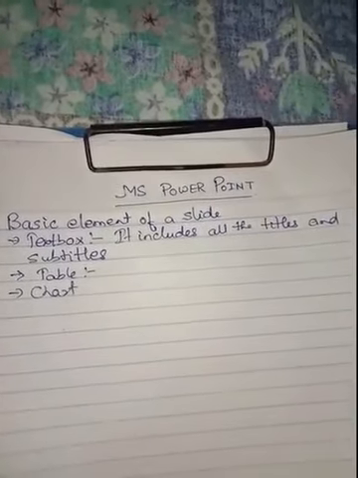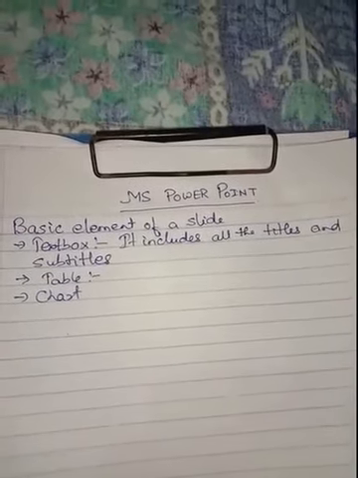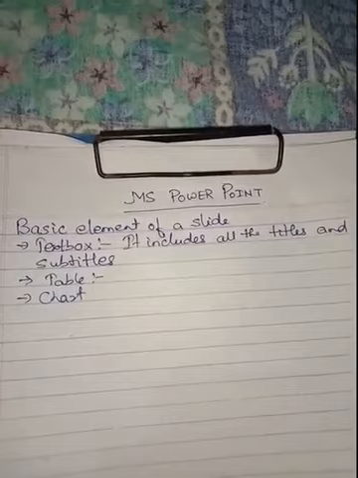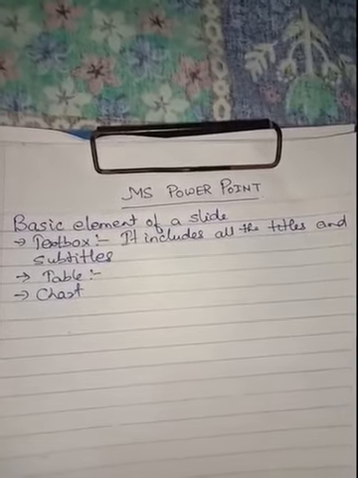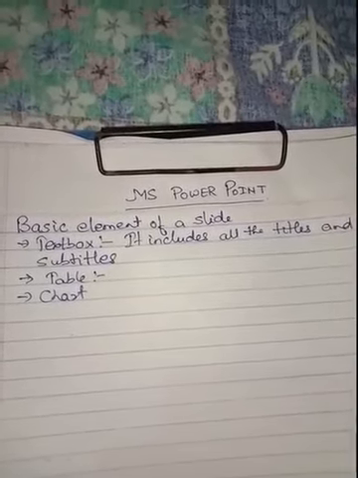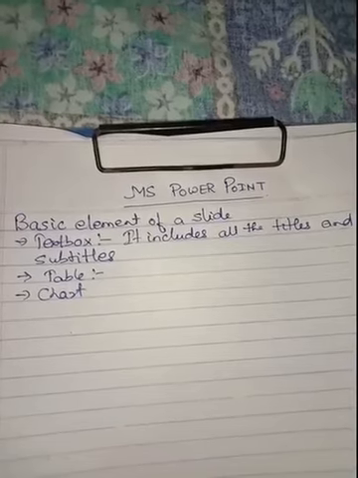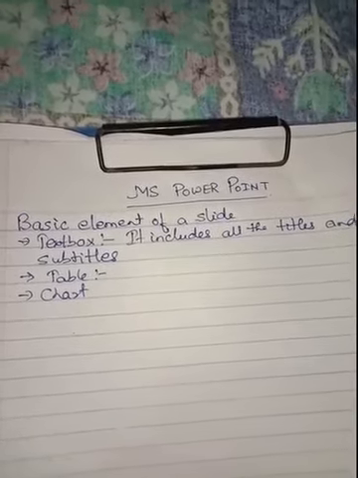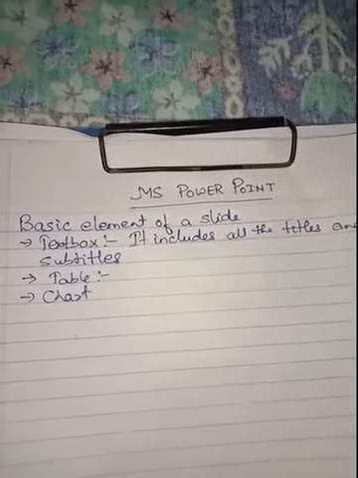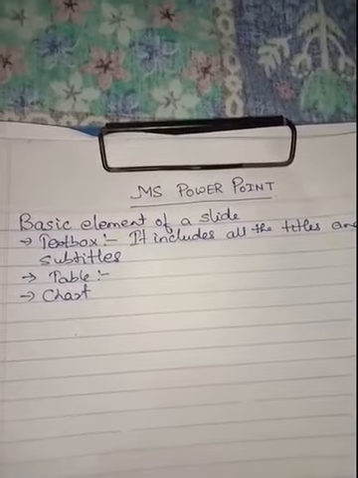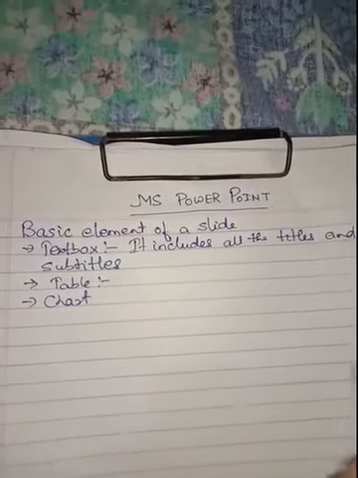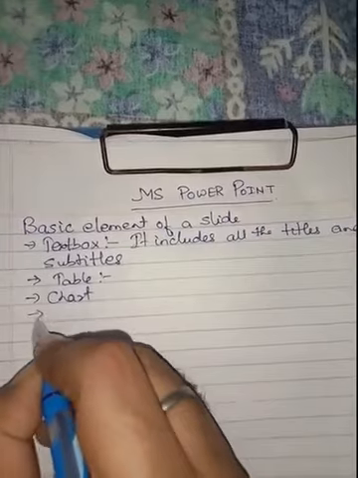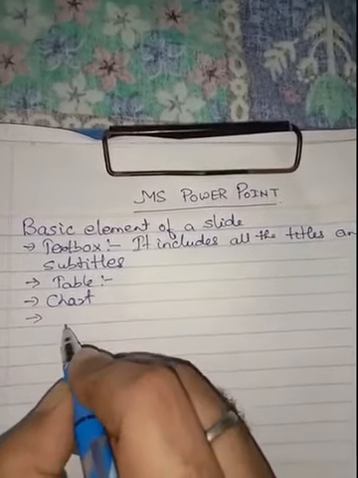The third is the chart. So what is a chart? We can say it is a graphical representation of data. Different types of charts can be shown in the slide, like line chart, bar chart, pie chart, etc. But for a chart, first of all the data in tabular form must be present, then only can the chart be created.